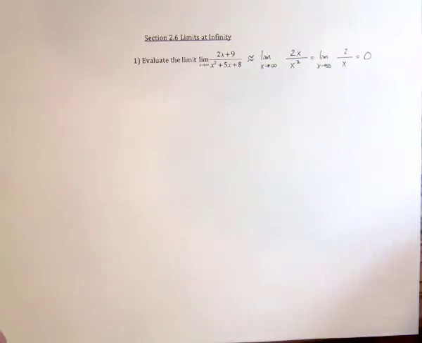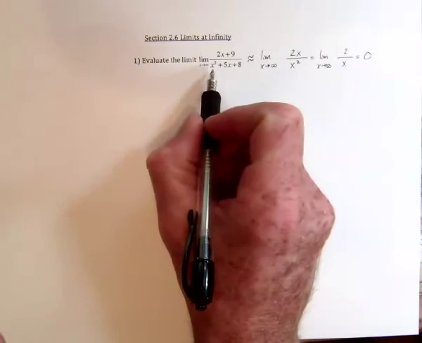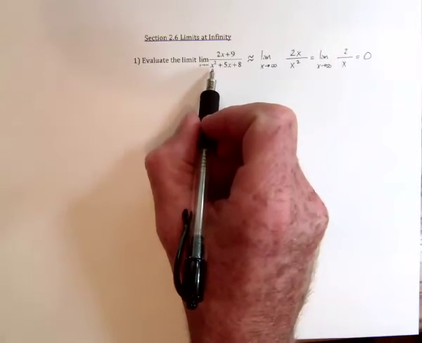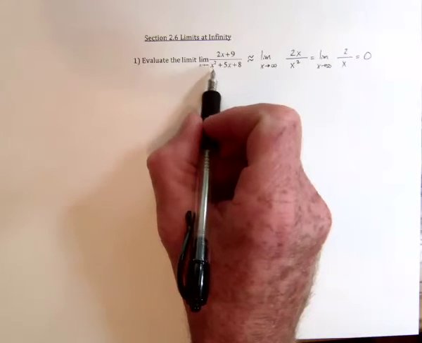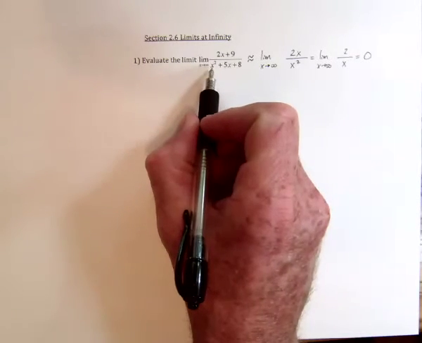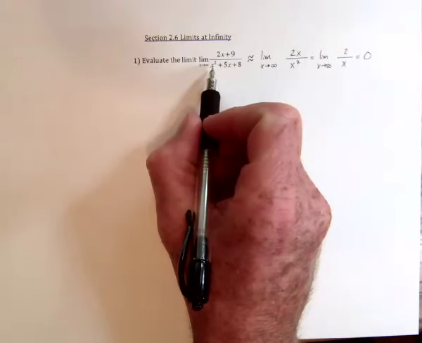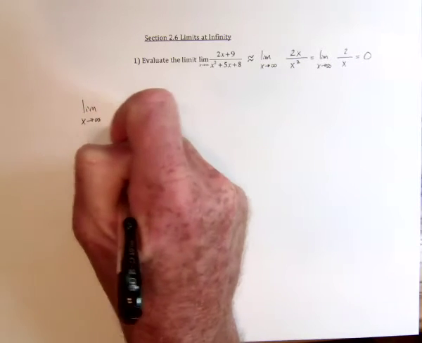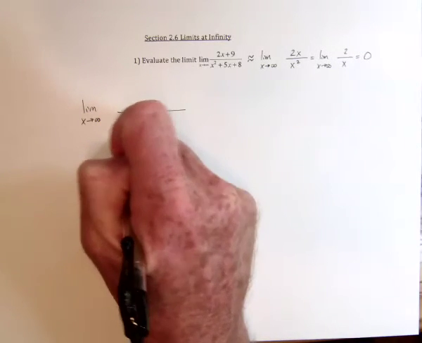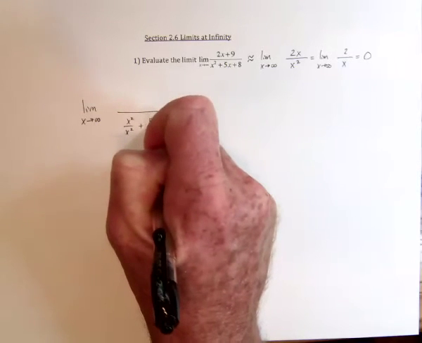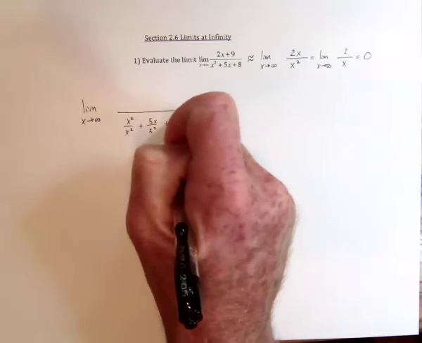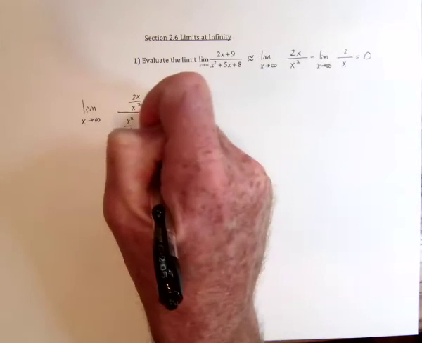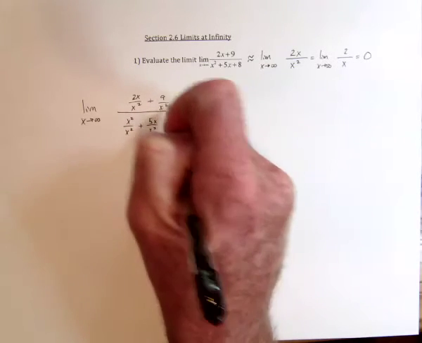Okay, here's another way, and some people like to do this. What you do is, whatever the highest term is, or the polynomial with the biggest degree out of all of the terms, take that and divide all of the terms by that. So you'd have the limit as x approaches infinity, and so we'd have x squared divided by x squared, the 5x divided by x squared, and 8 divided by x squared, and 2x divided by x squared, and 9 divided by x squared.